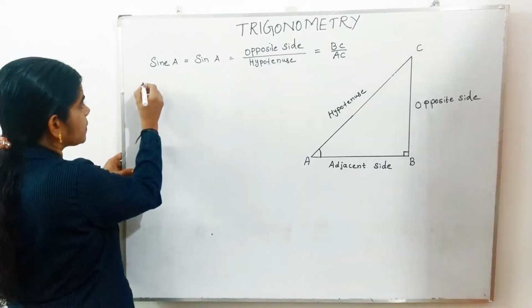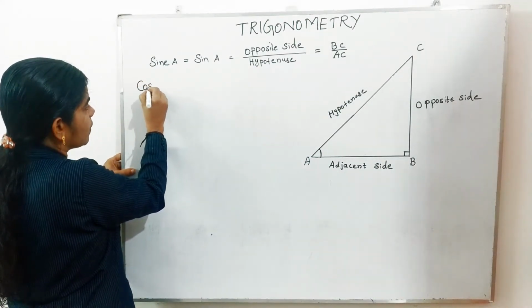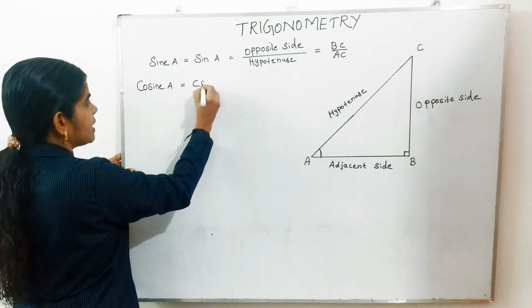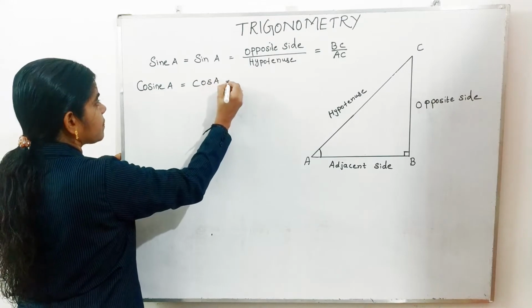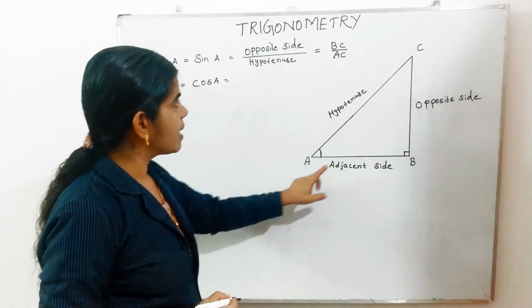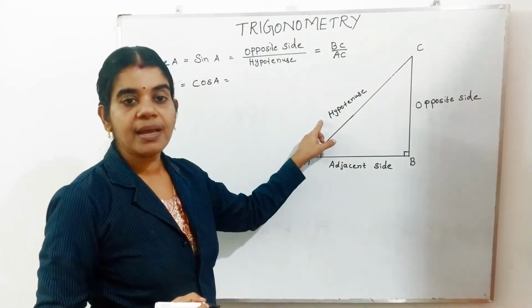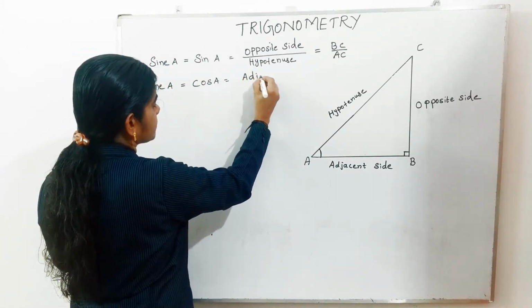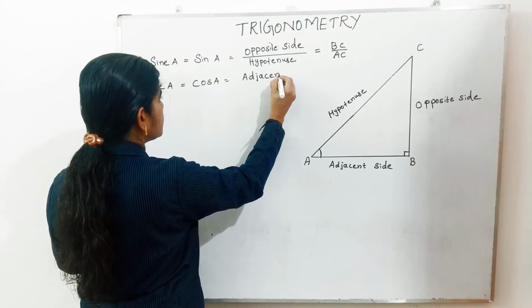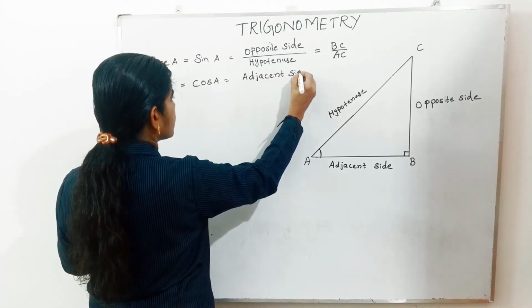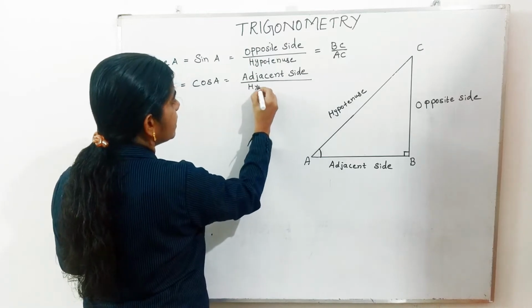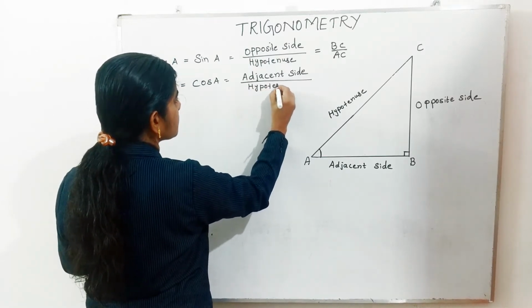Next one will be cosine A, C-O-S-I-N-E. Its short form we can write as cos A. Cos A is equal to adjacent side divided by hypotenuse. Adjacent side by hypotenuse.